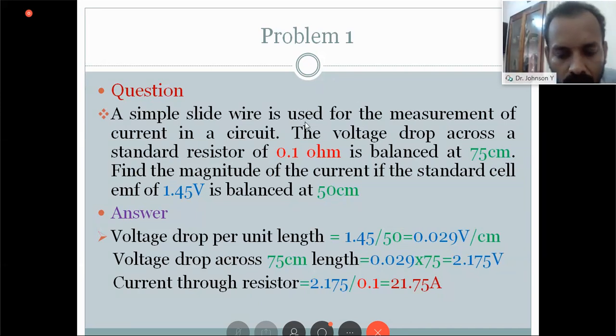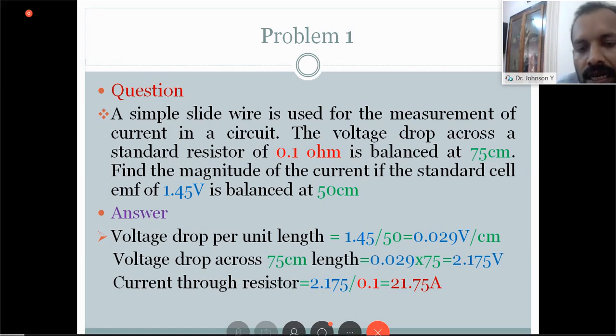If you have notes or papers, pens with you, the audience, then you can mark these values, and then you can do the problem. I read this: a simple slide wire is used for the measurement of current in a circuit. The voltage drop across a standard resistor of 0.1 ohm is balanced at 75 centimeter. So we know the standard resistance value 0.1 ohm, and the balancing length 75 centimeter.